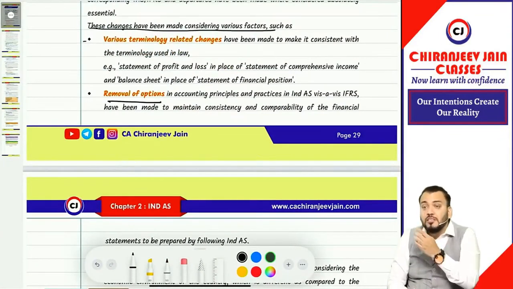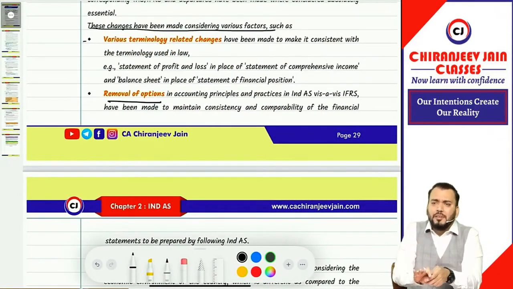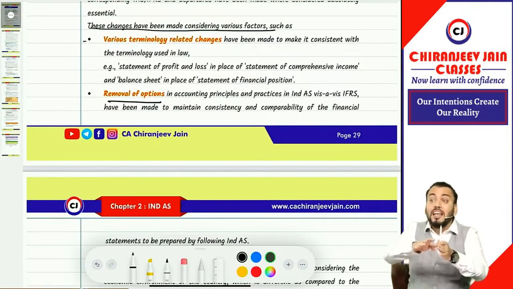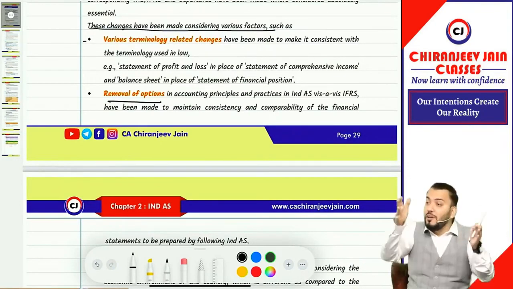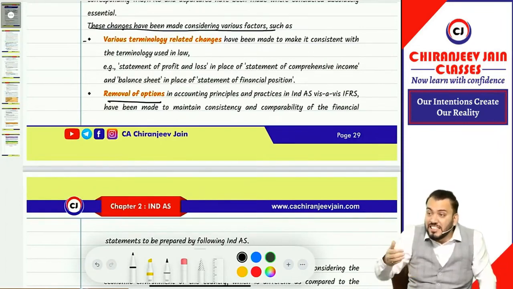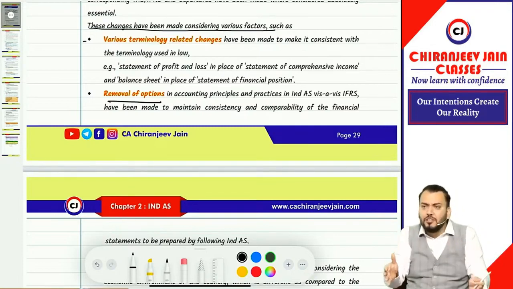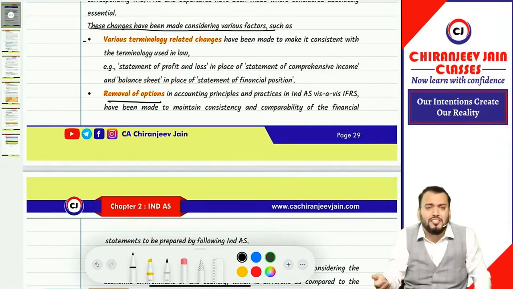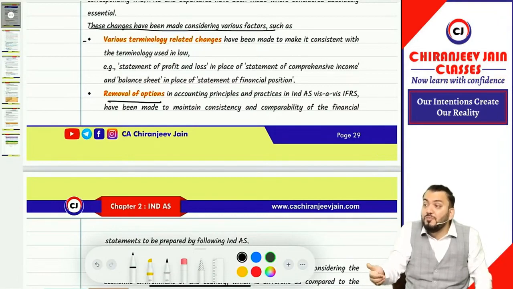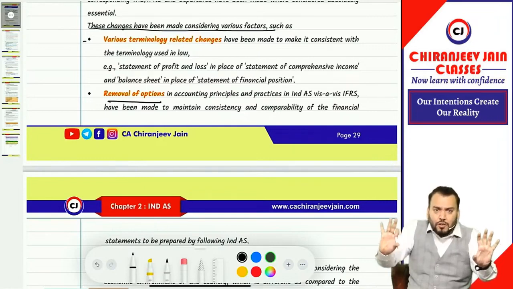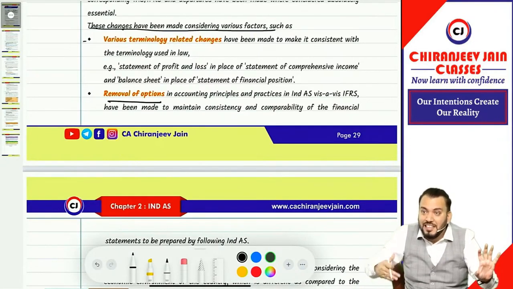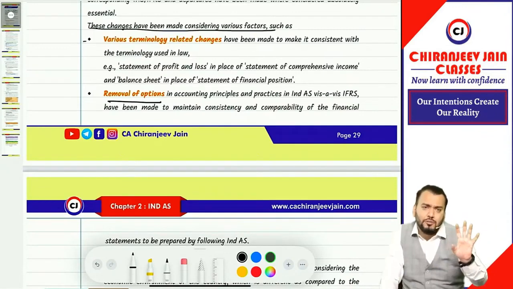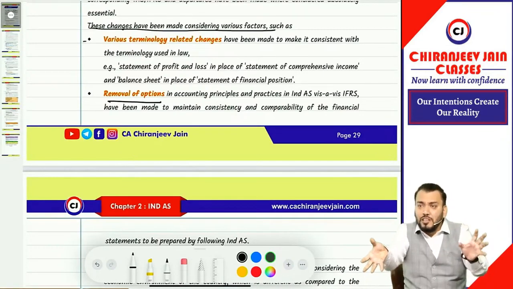The second difference was removal of options. Now, IFRS is globally accepted. When I am saying globally accepted, it means various countries have adopted IFRS. To make this possible, for ease of accounting, they have given options for particular transactions, meaning options for accounting treatment. Either you do this or you do this, for ease of accounting, so that you can adopt it.